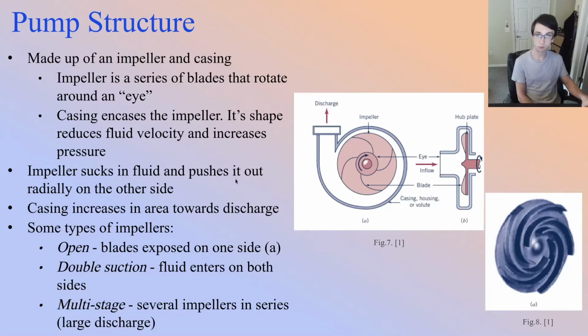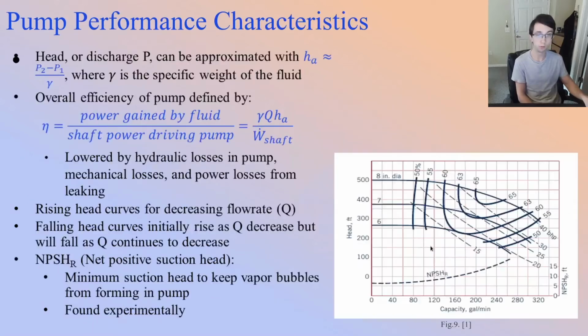So the impeller sucks in fluid on one side, so you have an inflow over here. It'll go through these propellers out the eye and across through the impeller. Some common types of impellers, these blades, are open, where the blades are exposed on one side, double suction, where the fluid enters on both sides, and multi-stage, where there's several impellers in series. And this can be useful if you want to create a very high discharge at the very end.